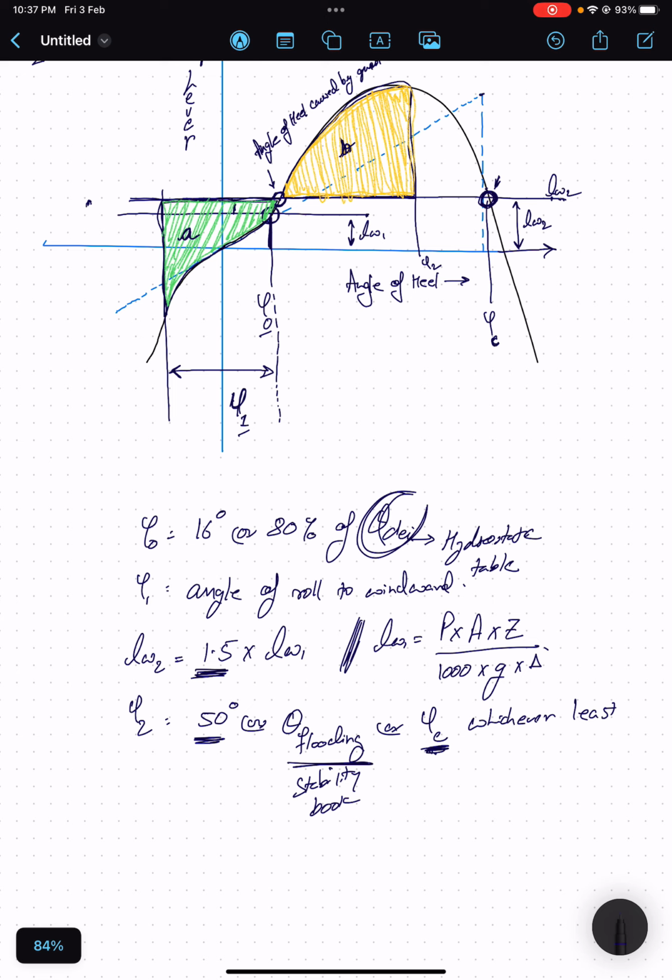But for the sake of explanation, for the sake of calculations, to set up a standard, the naval architects have decided upon the figure of 504 Pascal. So under these circumstances, area B should be more than or equal to area A. Or if we speak exactly as per the Intact Stability Code 2008, area B shall be equal to or greater than area A.